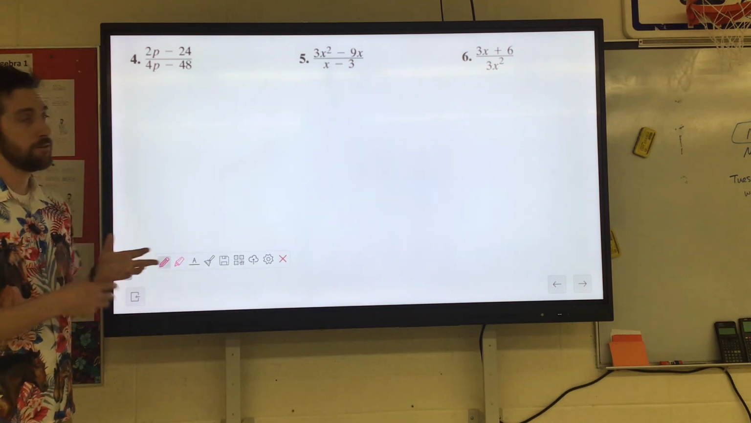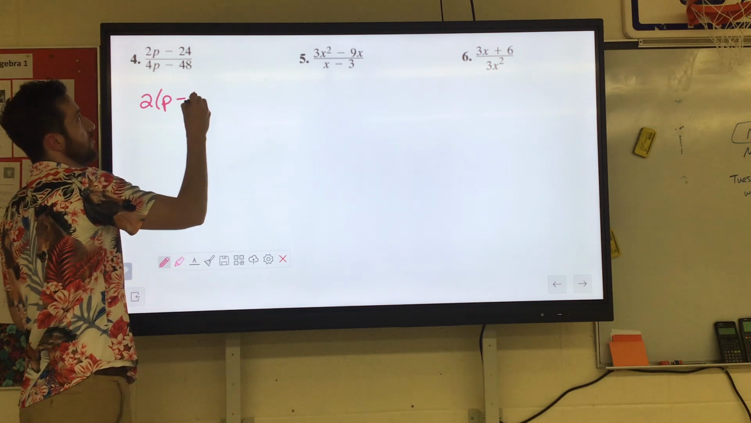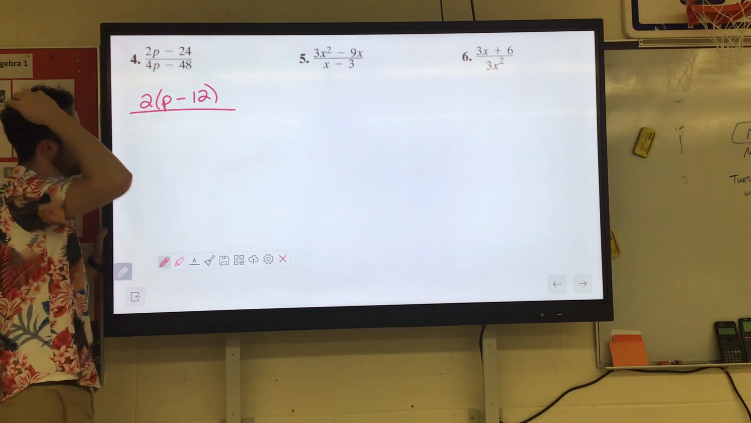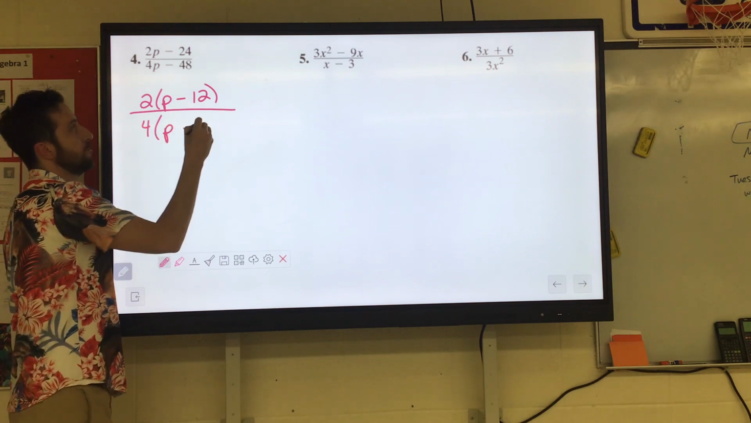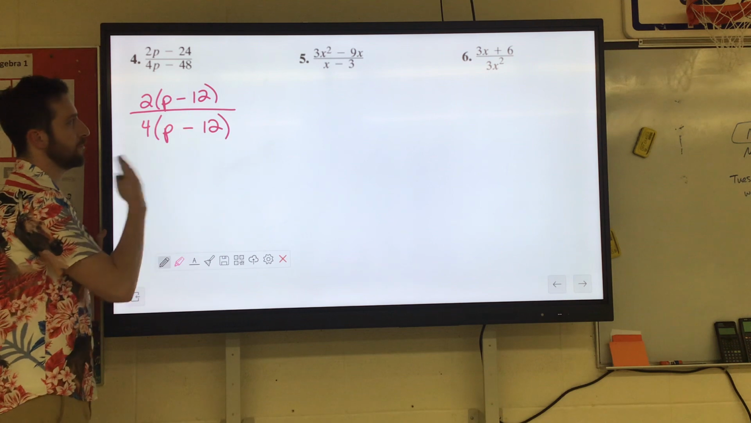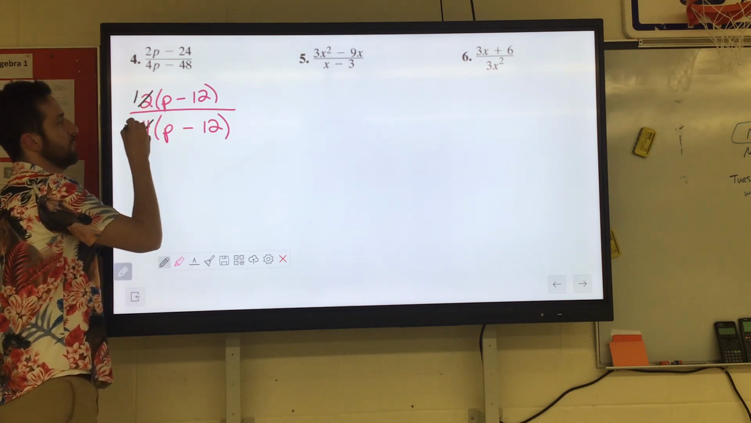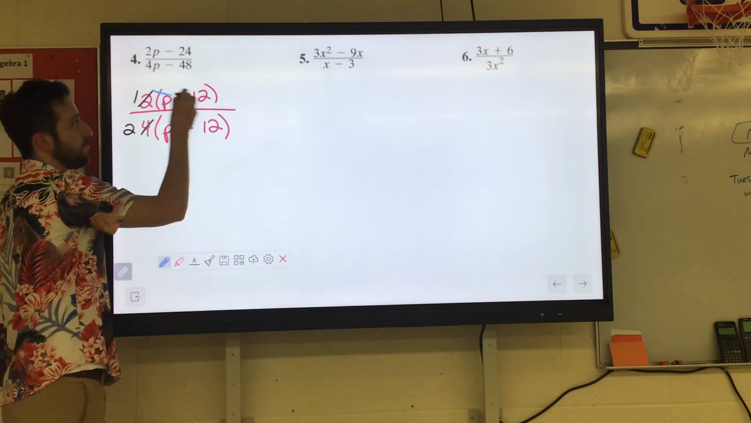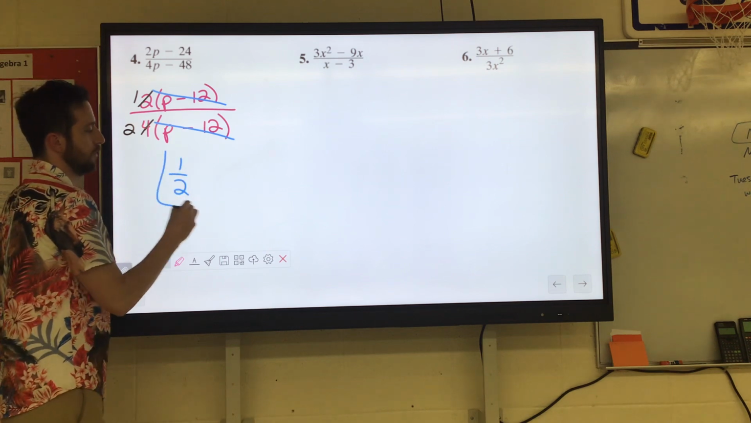2p minus 24. 2 is a common factor. 2 times p is 2p. 2 times 12 is 24. I look at the denominator. 4p minus 48. I can factor out a 4. 4 times p is 4p. 4 times 12 is 48. I can simplify the 2 over 4 on the outside. 2 goes into 2 one time. 2 goes into 4 two times. I could also cancel out the p minus 12 for the p minus 12. So all I have left is 1 over 2.